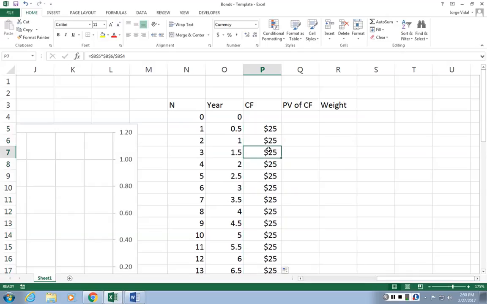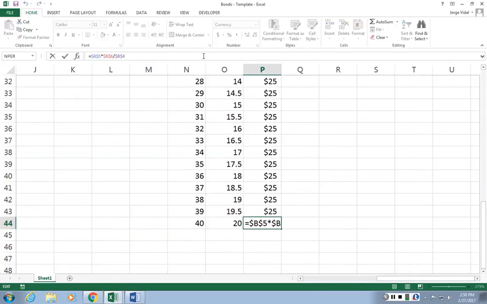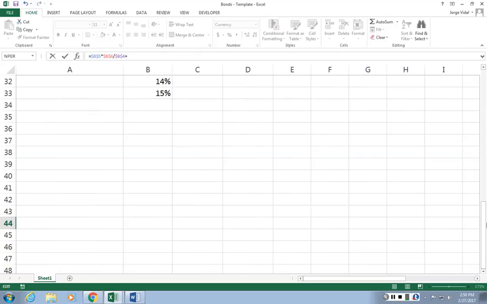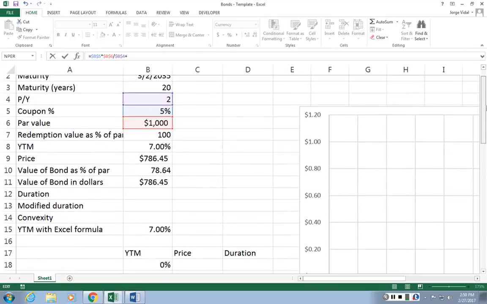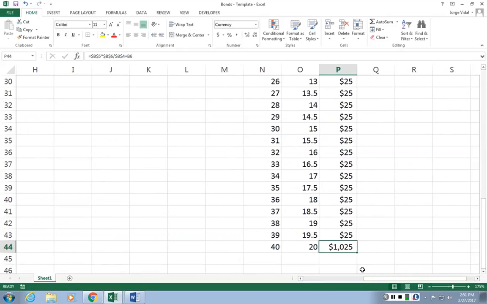Now, what happens on maturity? I'm going to go to the bottom. I'm going to add here what? The par value. So that will be the 1,000 right there. So that it equals 1,025. Okay.